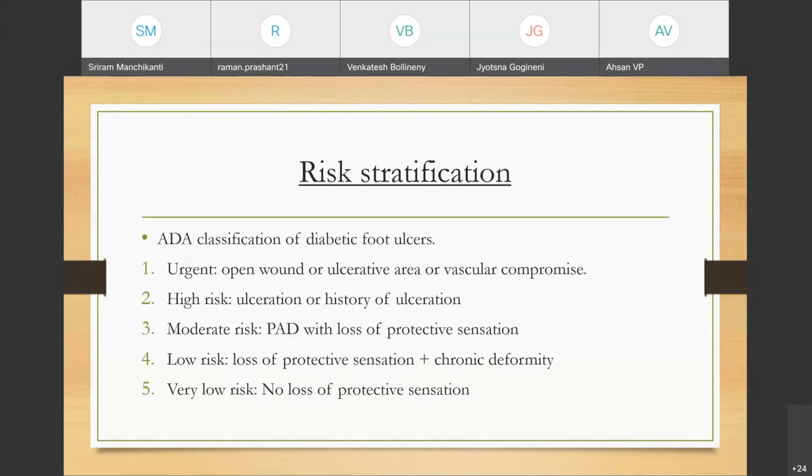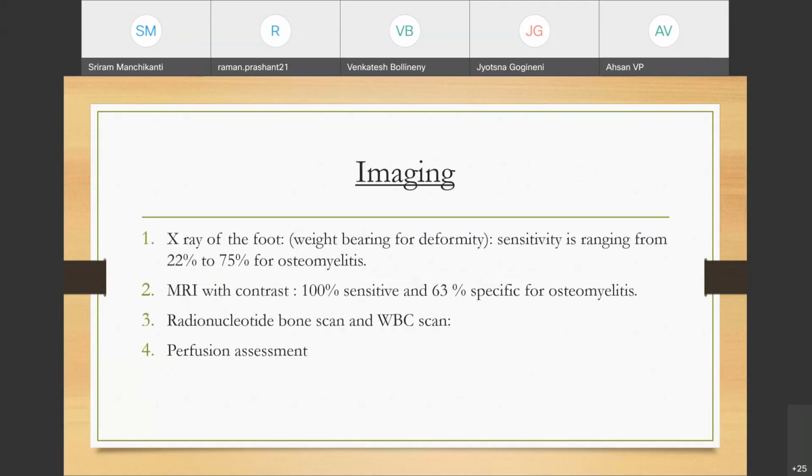So risk stratification is done in all these patients who present to us. There is an ADA classification. Any patient with a very high risk, like loss of protective sensation, needs to be appropriately screened and referred for diabetic foot ulcerations.